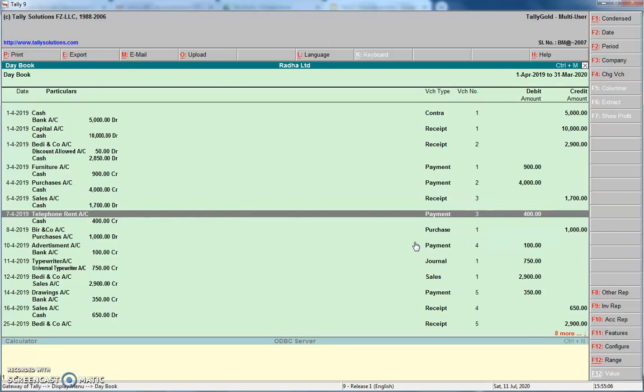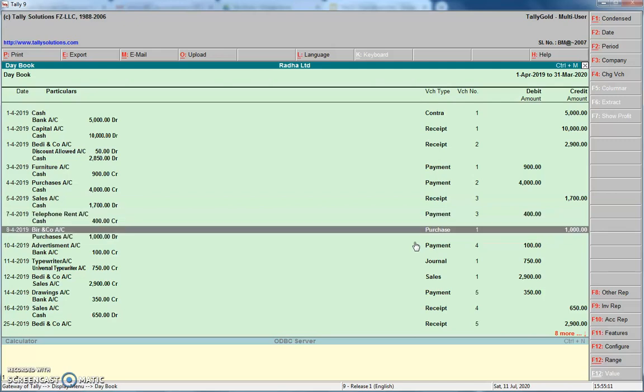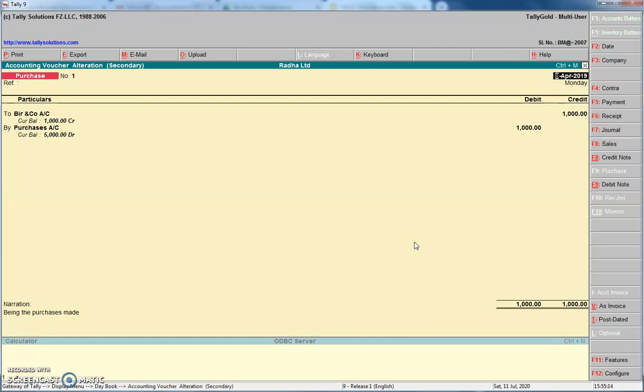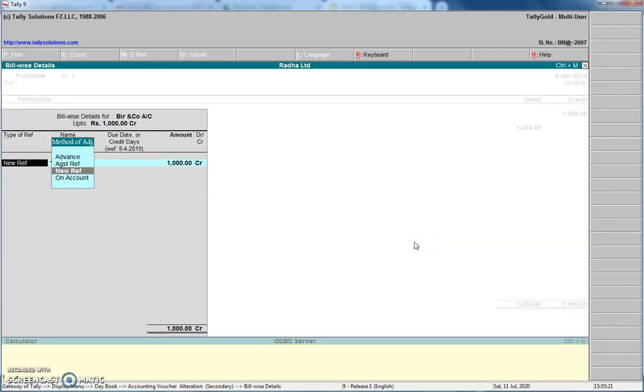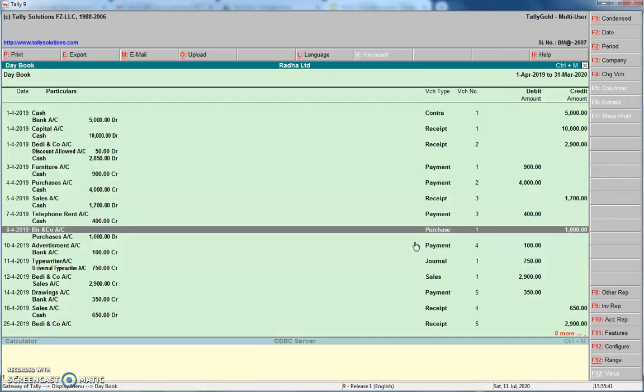Purchased goods from Beer and Co on 8th for rupees 1,000. It is a purchase voucher because it is a credit purchase. April 8th, Beer and Co. We have to give the credit, and the debit item we have to give is purchases. Purchases show the debit balance, so whatever purchases are made must come under the debit item. So purchases account debtor to Beer account is the entry. Being the purchases made, we have to give the acceptance.